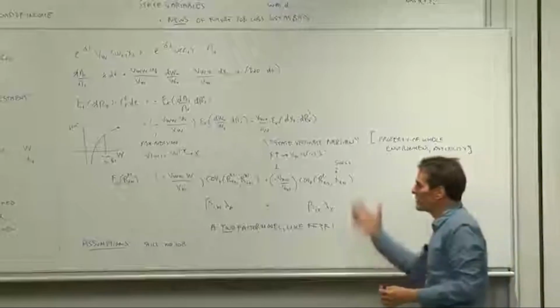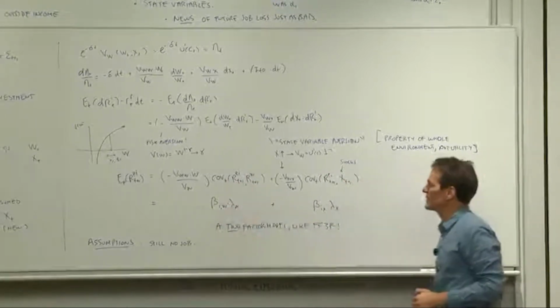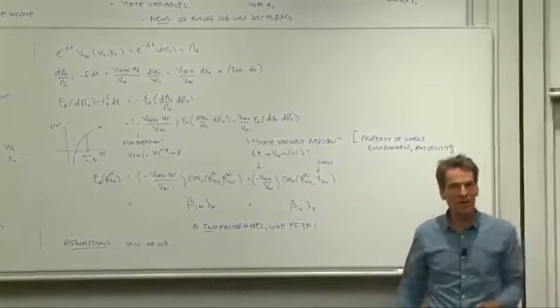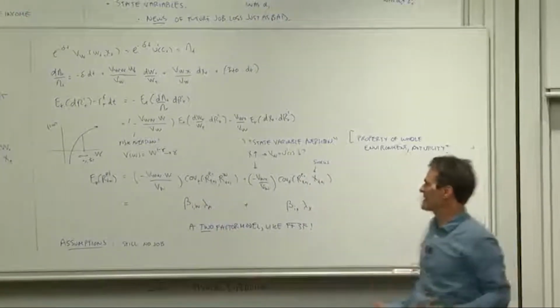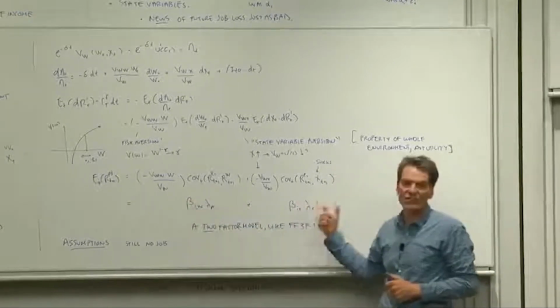So what do we got? We got a two-factor model. Right away, that covariance is going to lead to a beta with respect to market. That covariance is a beta with respect to X. A two-factor model has emerged. The two factors are return on wealth, no surprise, but now shocks to news.